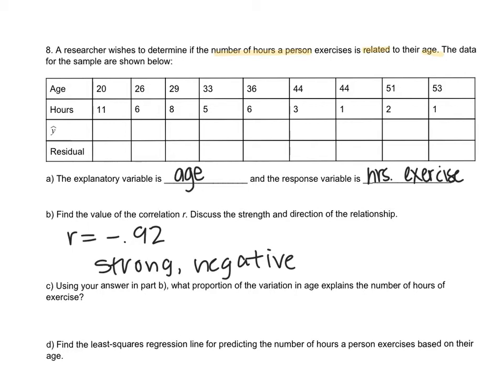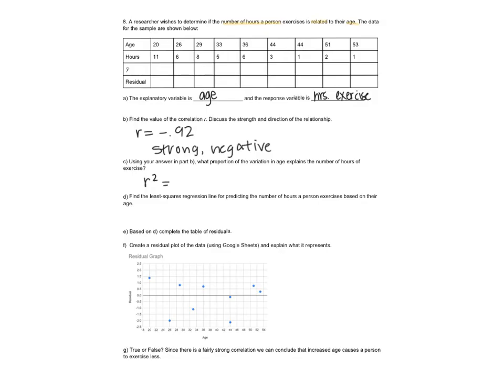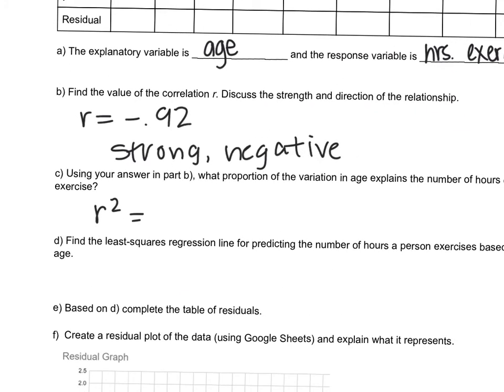So using our answer in B, we want to know what proportion of the variation in age explains the number of hours of exercise. So again, this is our R squared value. We take negative 0.92 and square it, and we get 0.85, which is 85%.